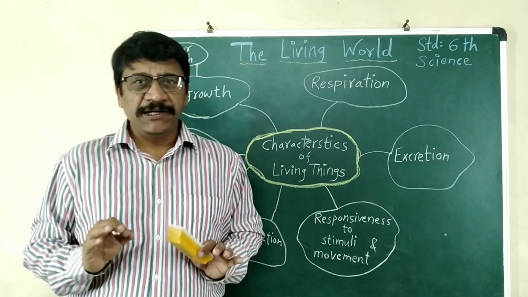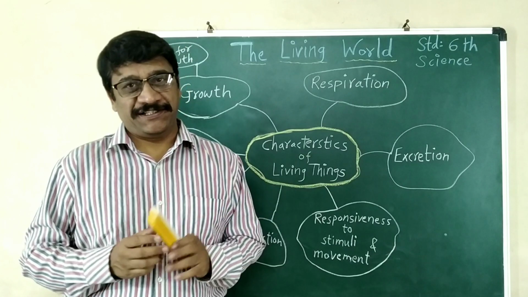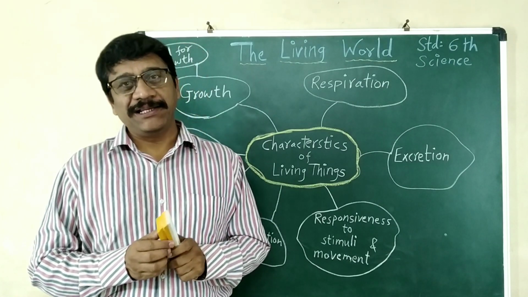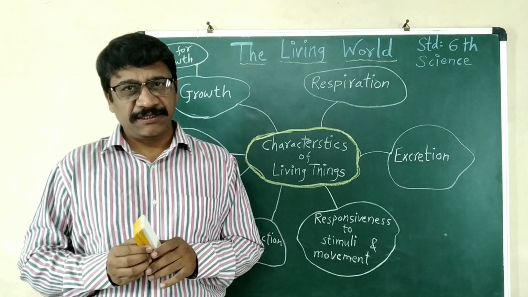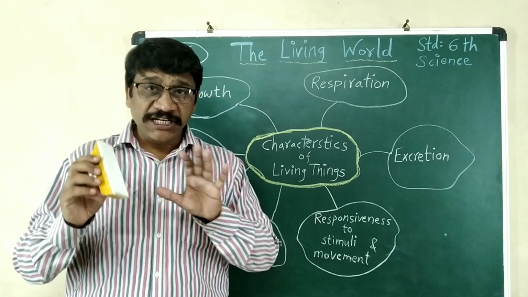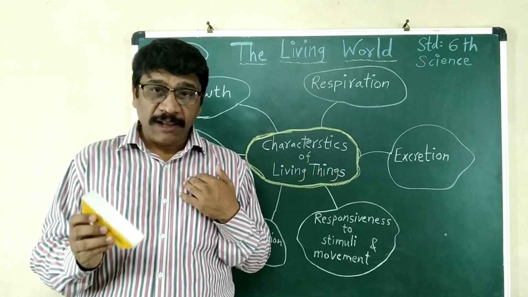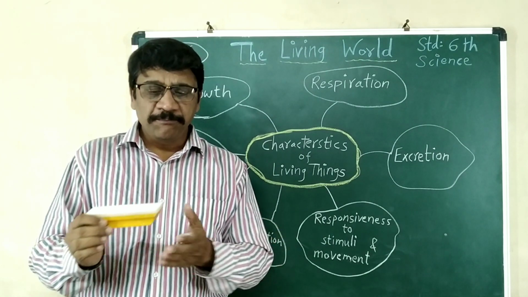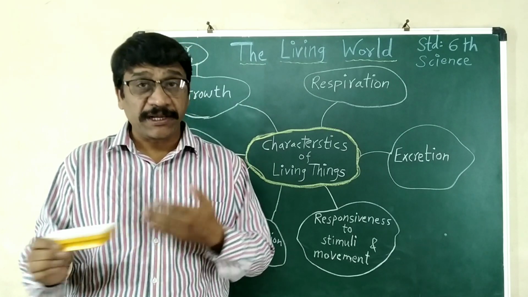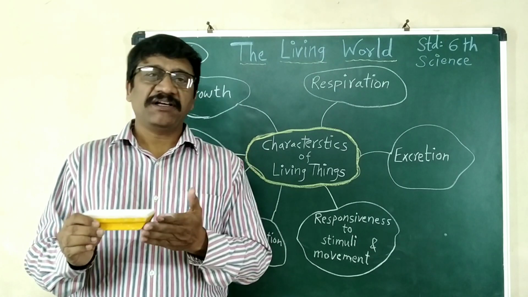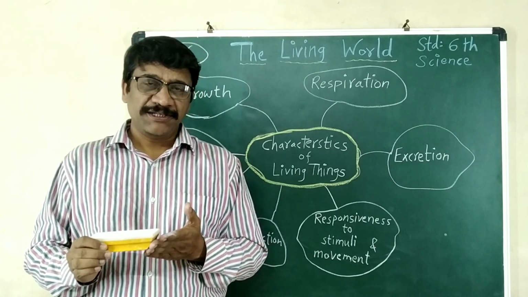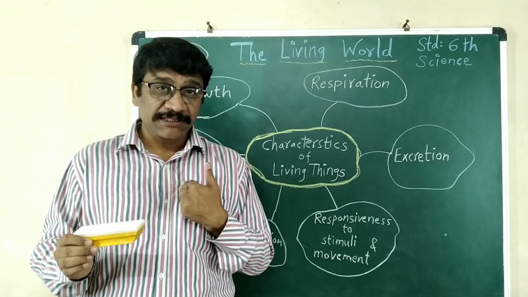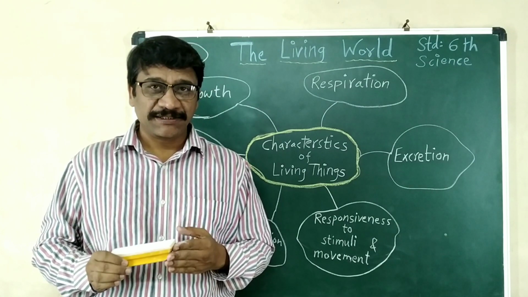See, this world is divided into two things. One is living things and another is non-living things. Now tell me, what is the difference between me and this duster? I can grow, but this duster cannot grow. I can breathe, but the duster cannot breathe. So these are the characteristics of living things and non-living things.